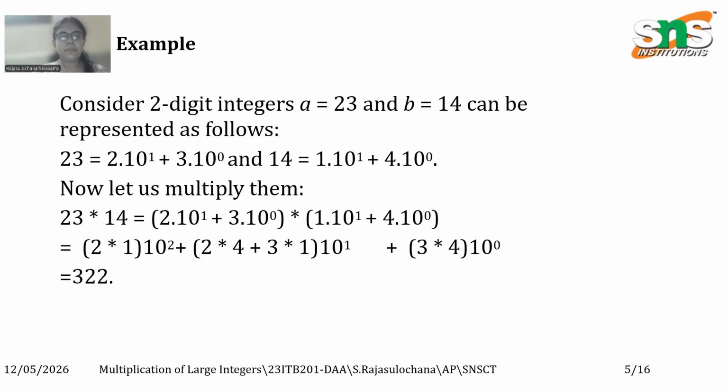So here is an example. You have two-digit integers, A equal to 23 and B equal to 14. You can represent it like this. 2 belongs to the tens place, so 2 into 10 power 1, and 3 belongs to the ones place, so 3 is multiplied with 10 power 0. Similarly, in 14, 1 belongs to the tens place, so 1 is multiplied with 10 power 1, and 4 belongs to the ones place, so 4 is multiplied with 10 power 0. Upon multiplication, 2 plus 3 is multiplied with 1 plus 4.